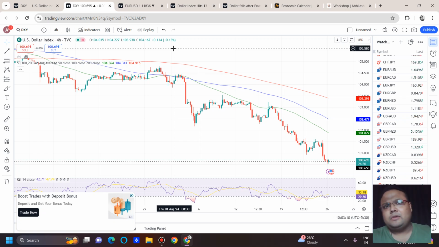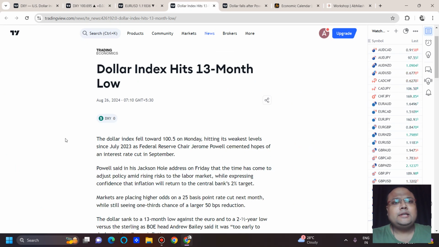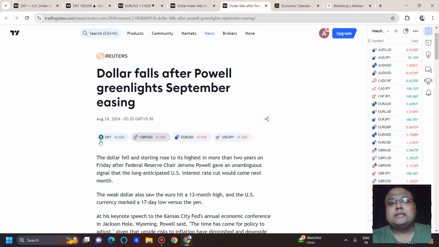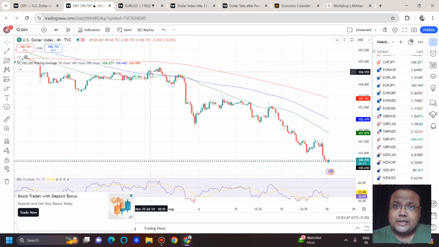During the weekend, the overall market sentiment has not changed. We can still see the dollar index hits a 13-month low. The dollar index fell toward 100.5 on Monday, hitting its weakest levels since July 2023, as Fed Chairman Jerome Powell cemented hopes of an interest rate cut in September. So the market sentiment is still the same, which means the pressure on DXY or dollar index is still there.